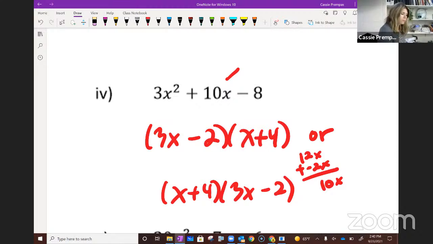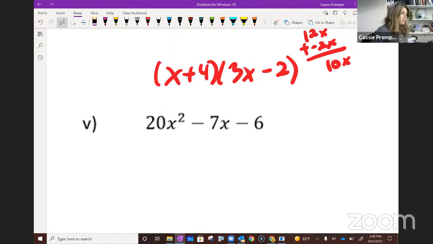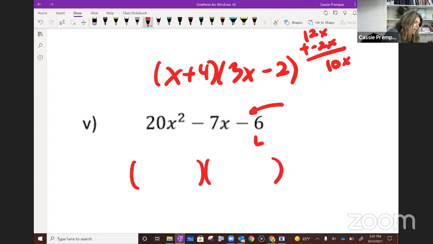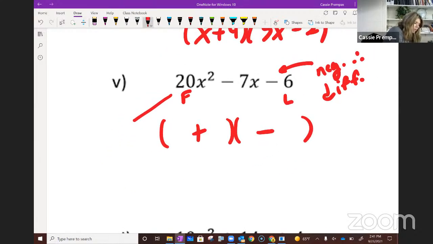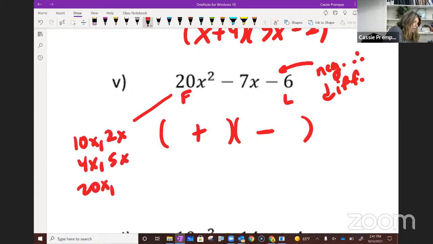All right, let's try another one. Number 5. Is there a GCF? No. So the next thing we do is we start with the L and see what would be our signs. The last term is negative. Therefore, are we going to have the same or different signs? Different. Good. So I'm going to put in a plus and a minus. Then I have to undo the F. What times what gives me 20x squared? Yep, or 20x and 1x, right?